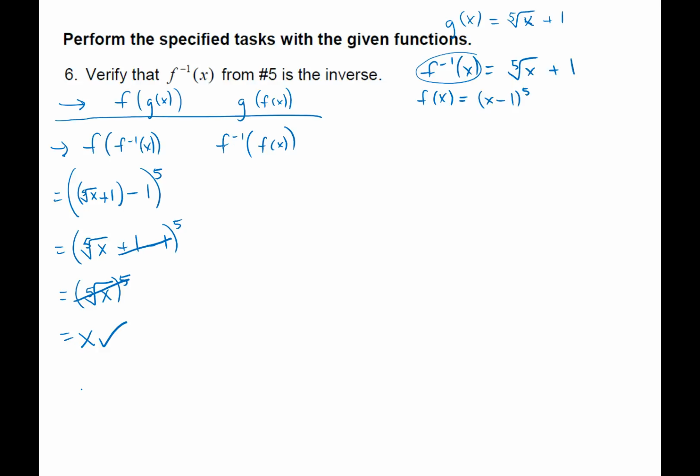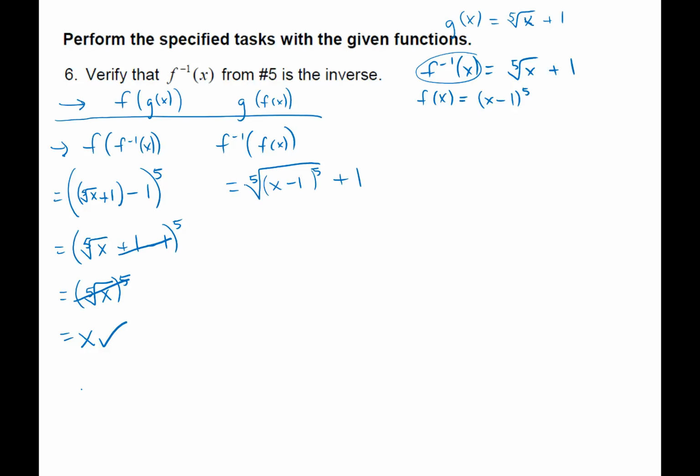So for the second one, I start with the f inverse function, which is the fifth root of x, but I'm just going to leave it blank because I'm going to plug in for x. Then I also have the plus 1 on the back. So that's my f inverse function. Then I'm going to plug in for the x. I plug in the f of x function, which was x minus 1 to the fifth power.